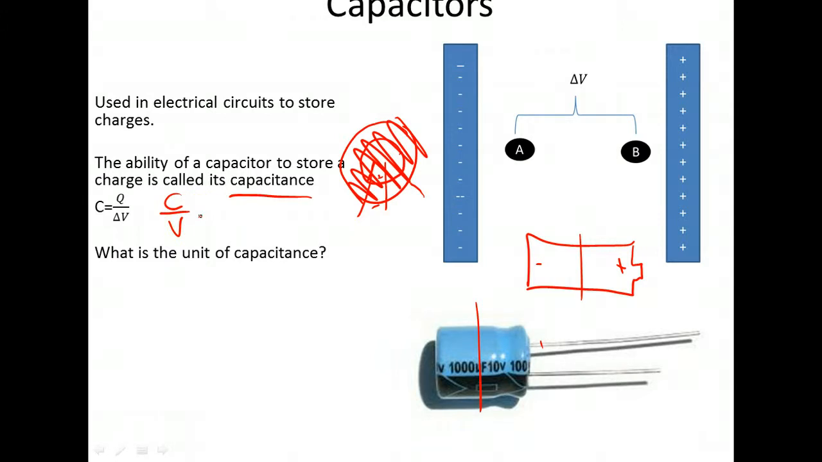But scientists are lazy, and we don't call it coulomb volts. We call it a farad. I know. I'm sorry. You just told me this was a problem, and I made another one for you. And so when we talk about farads, it is coulombs over volts.